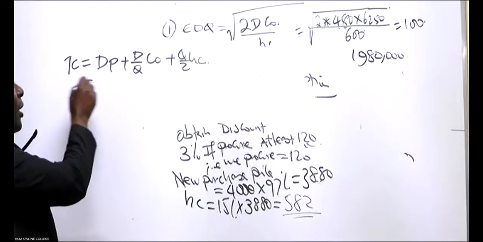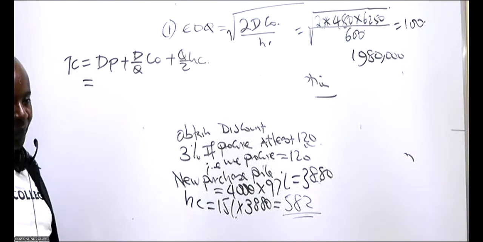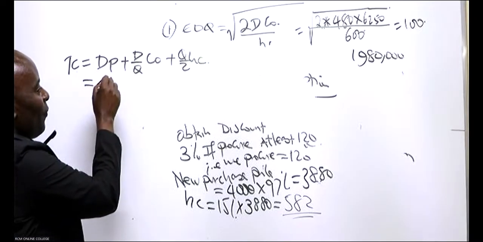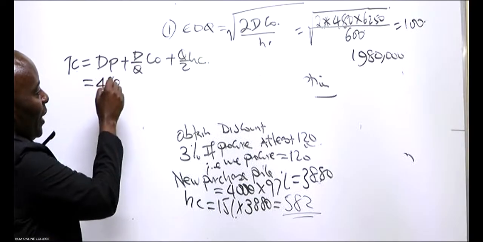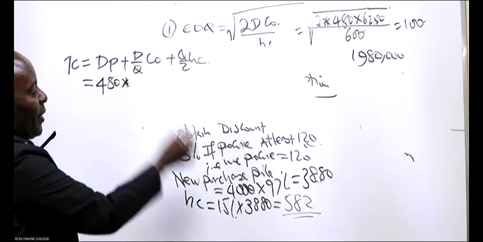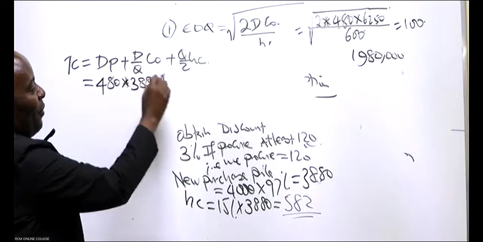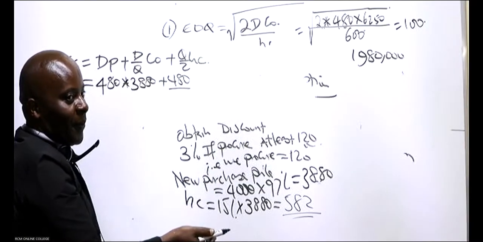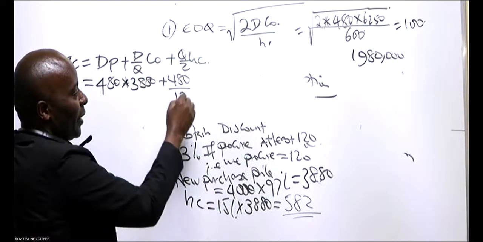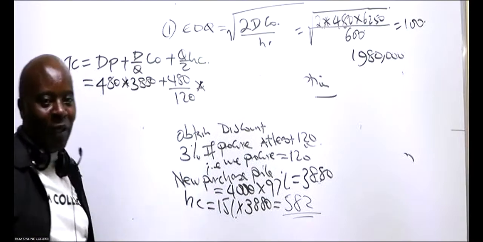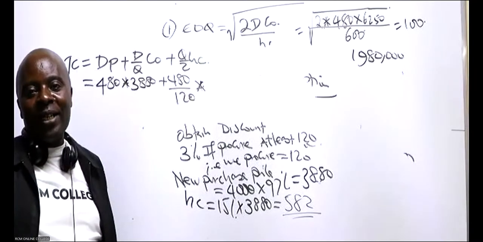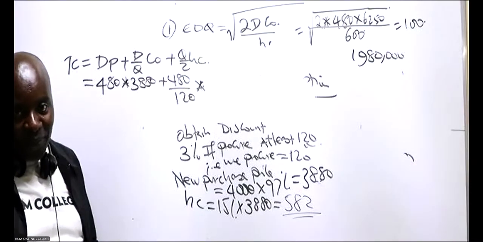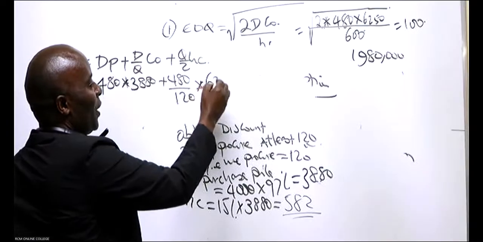Okay, we move slowly here. What is the annual demand? Annual demand of mattresses? 480, yeah? Times the new price at 3880. Annual demand is 480. This time around, what is the quantity? 120 for us to get the discount. Cost per order won't change because cost per order will always remain the same. So what is the cost per order? 6250, yeah.